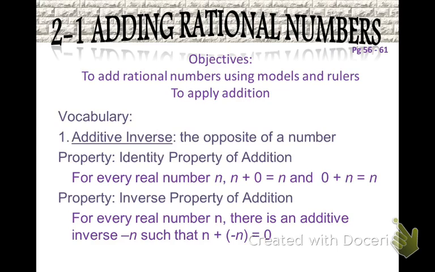So vocabulary: additive inverse is the opposite of a number. Like the additive inverse of 8 would be -8. Property: identity property of addition. A number plus 0 will always get you that number. That's what that means. The inverse property of addition means a number plus its opposite will get you 0. So like -8 plus 8 is 0.